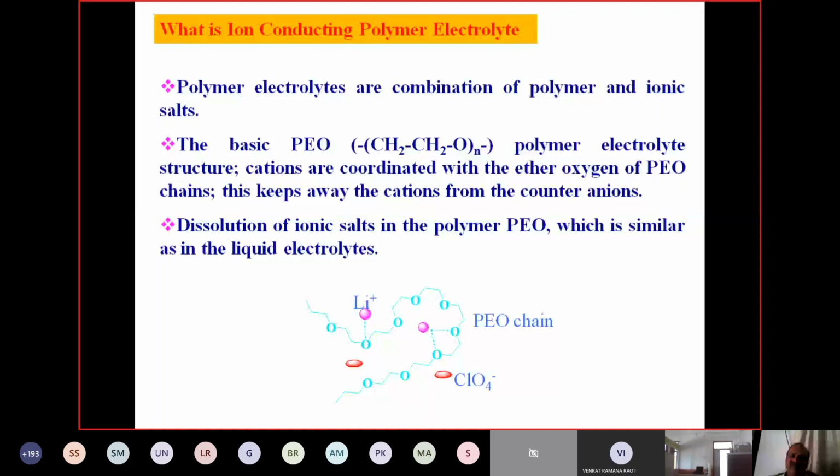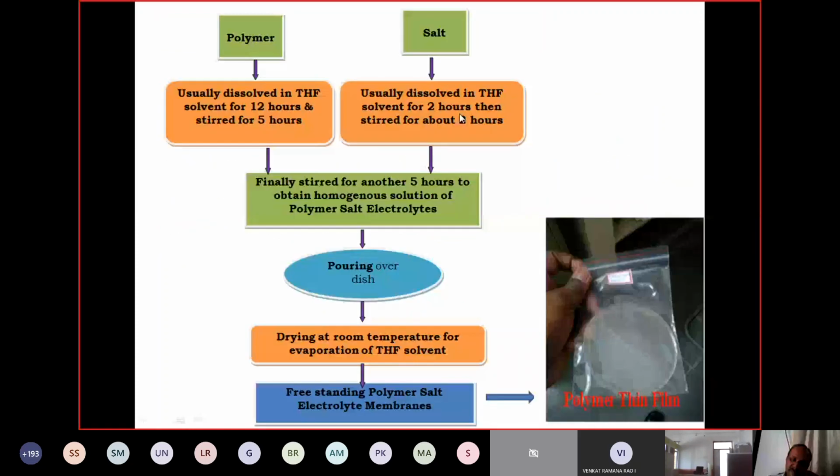We can study different properties on this thin film. Whichever shows the higher conductivity, we call that a polymer electrolyte material. So this is how to make it. You see here, we take the polymer and the salt, dissolve each in a certain solvent, then mix them. Then we stir for a few hours to get a homogeneous solution, then pour on dishes and simply dry. Finally we get a freestanding polymer salt electrolyte membrane, like a film. This is the method to prepare films of polymer electrolytes.